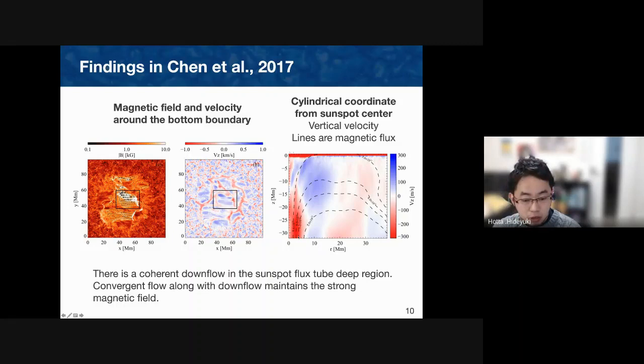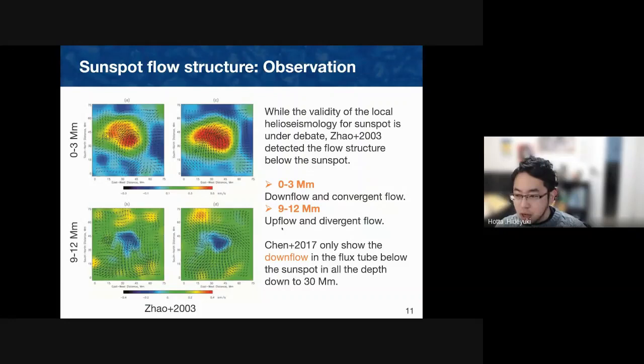And the downflow maintains a strong magnetic field, because the downflow induces a convergent flow to the sunspot area, and this can collect the magnetic flux to the sunspot area. They conclude the downflow is important to the formation of the sunspot. Okay, but this is inconsistent with the observation. Of course, maybe you know that helioseismology for sunspots is still controversial, but this is one support of the structure of the sunspot.